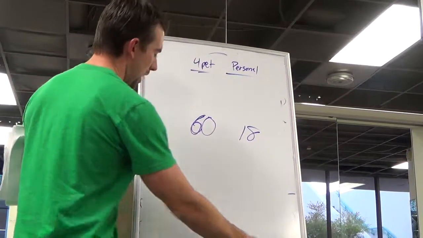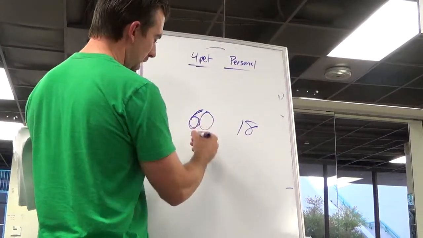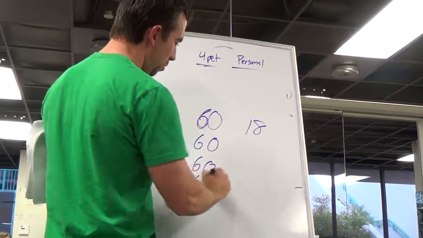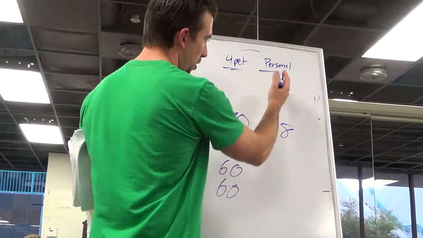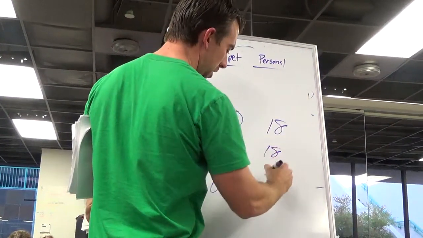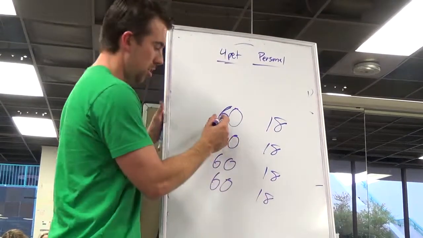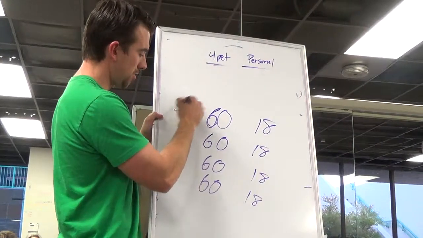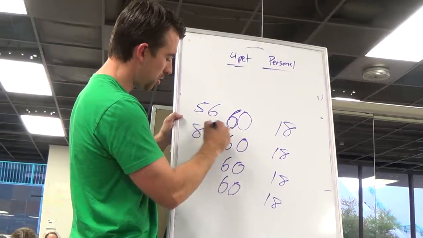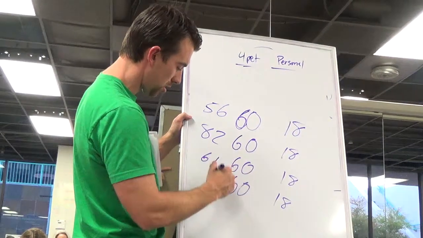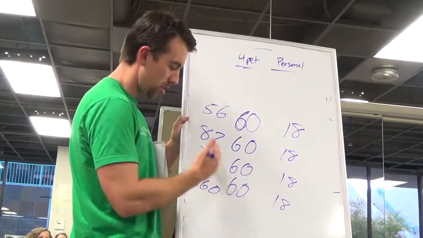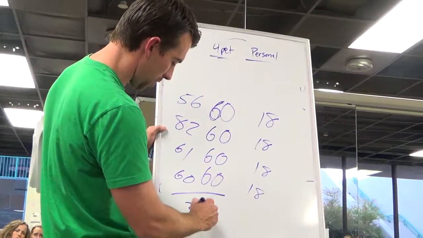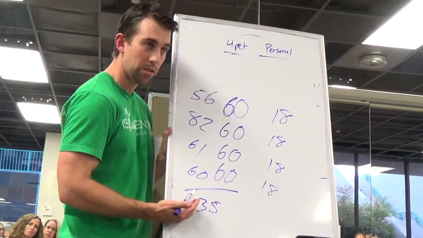Right. So let's say for April, again, 4 weeks in the month. Each week, your 4 PET benchmark is 60. For your personal cycle growth, it's 18. That's your benchmark. So let's say the first week for your 4 PET, you hit 56, then you hit 82, and then you hit 61, and then 60. Whatever that averages out to, let's say it's 35 above. So you're 35 above your benchmark.